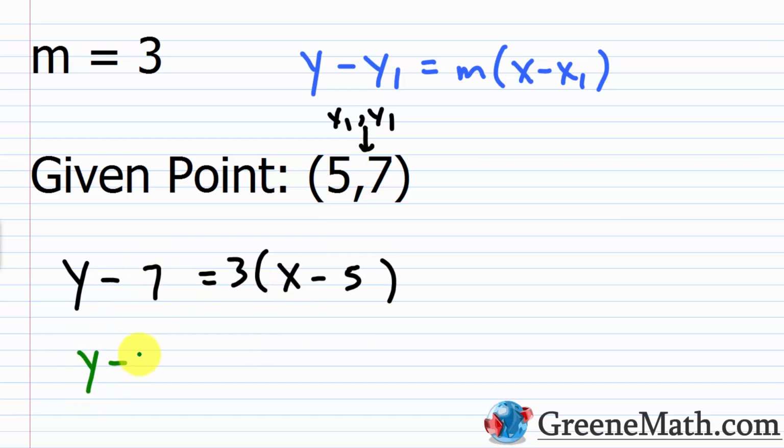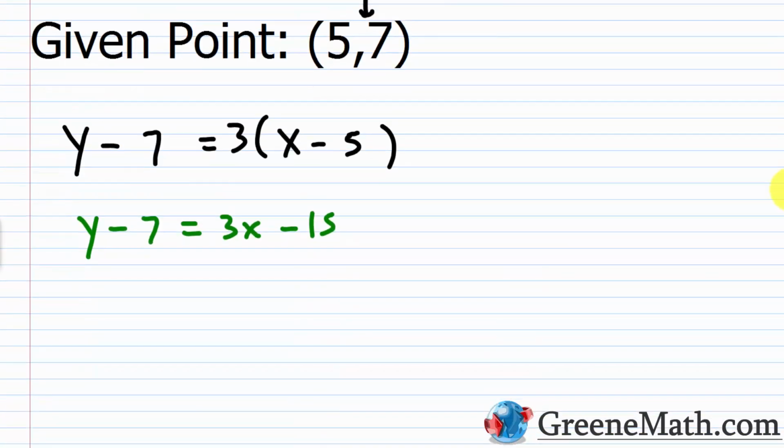So y minus 7 is equal to 3 times x, which is 3x, and then minus 3 times 5, which is 15. Let me scroll down and get a little room going. Let me add 7 to both sides of the equation, and I'll be done, right? So this is going to cancel. My slope-intercept form is y equals 3 times x, and then negative 15 plus 7 is going to be negative 8. So you just put minus 8. So y equals 3x minus 8.